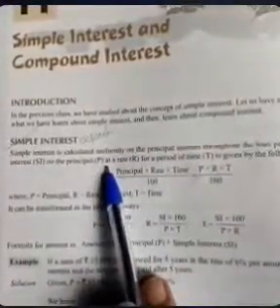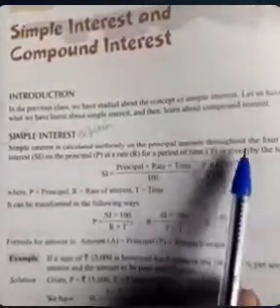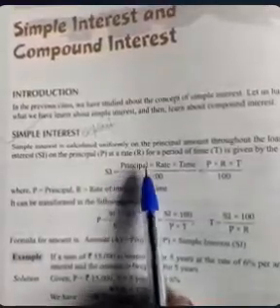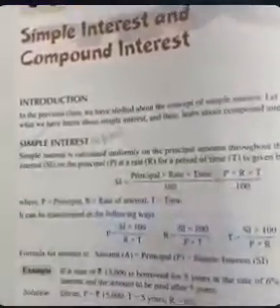The simple interest SI on the principal P at the rate R for a period of time T is given by the following formula. SI is equal to principal into rate into time upon 100, which is equal to PRT upon 100.